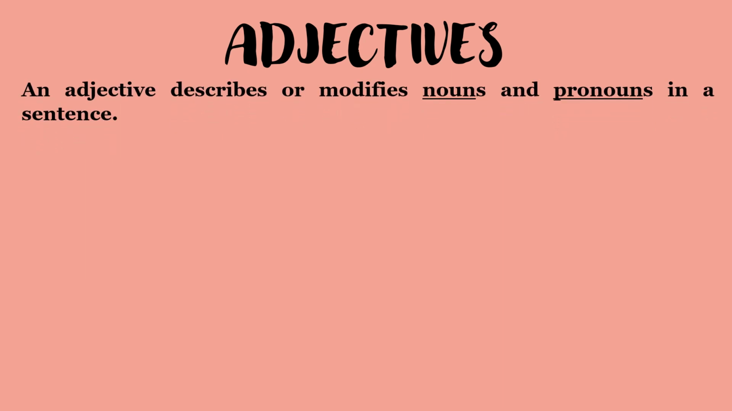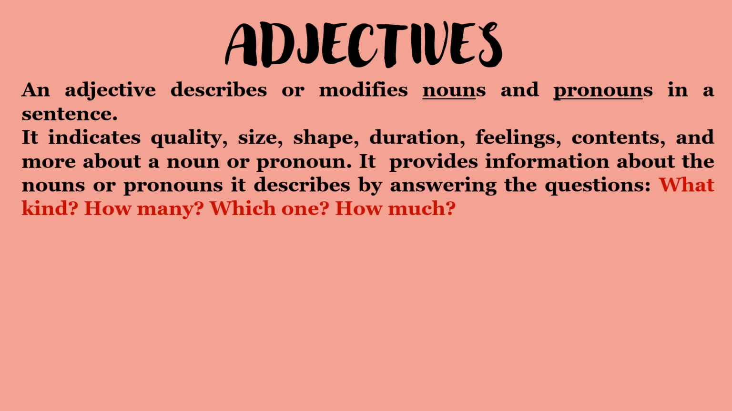An adjective describes or modifies nouns and pronouns in a sentence. Now they tell us about the quality, size, shape, duration, feelings, contents, and more about a noun or pronoun. Now, how is this information given to us? By asking questions like what kind, how many, which one, how much, etc. Now let us see how.